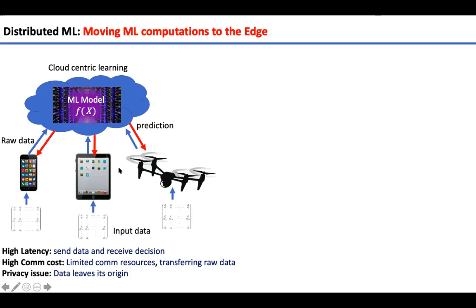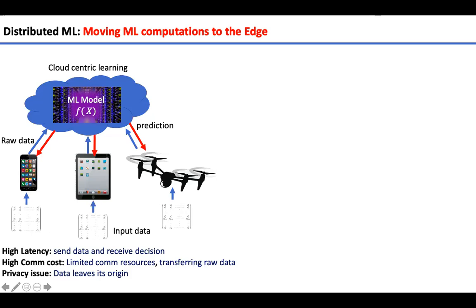But these devices still also need to communicate with the central entity even at the inferring phase. So every one of these devices needs to propagate its input to the central entity, and the central entity will run the global model to compute the output and send the output back to the device. And that brings the following issues. The first issue is the high latency.